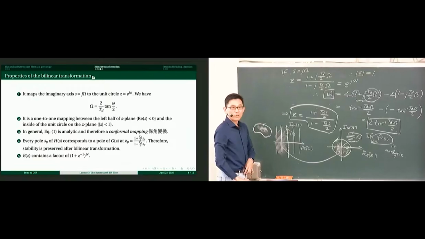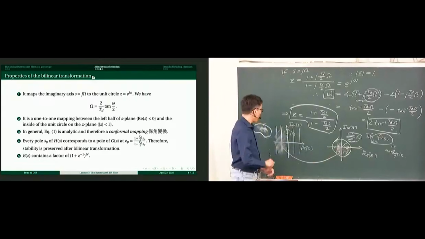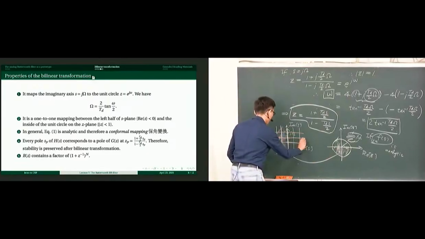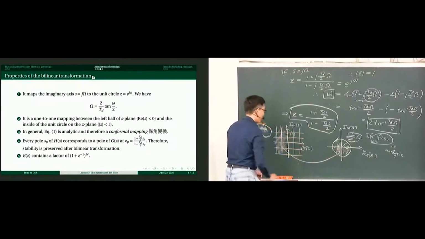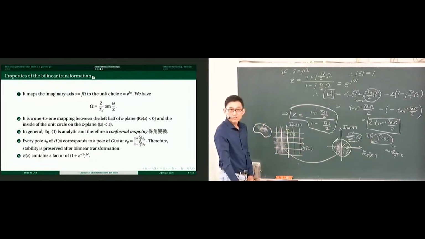Okay, so in tomorrow's discussion, I asked you to find out what exactly they are. You can find out the expression. Straight lines are mapped to circles, and also horizontal straight lines are also mapped to circles. So we have two families of circles, okay? And the angle should be preserved.